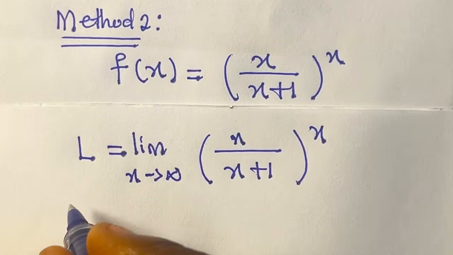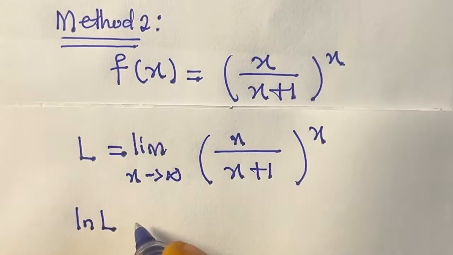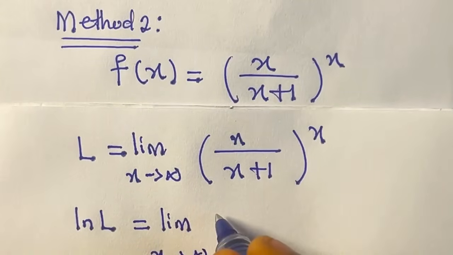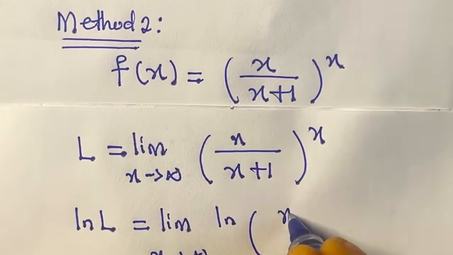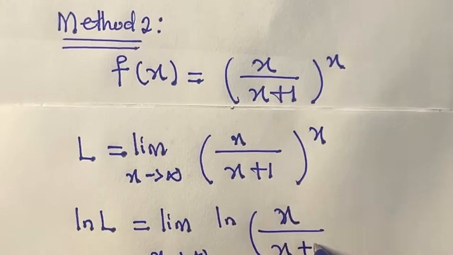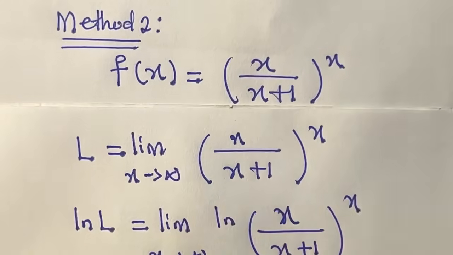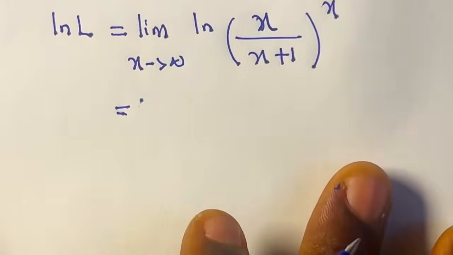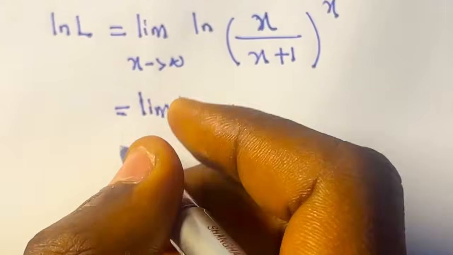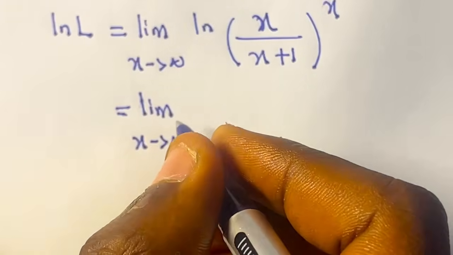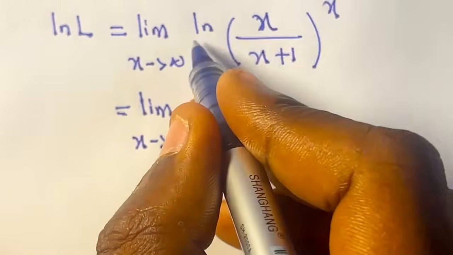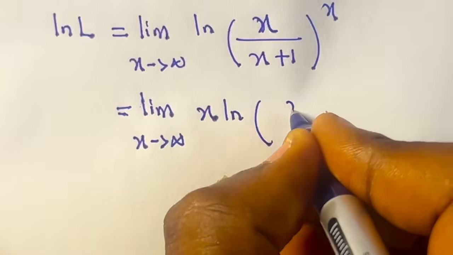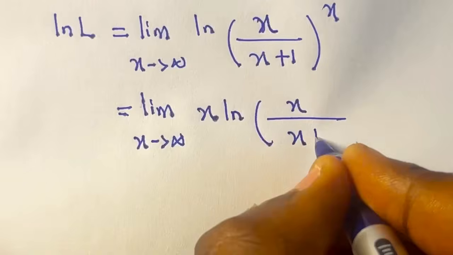If you introduce ln to both sides, we are going to have ln L equals ln of the limit as x tends to infinity of (x divided by x plus 1) raised to power x. So this equals the limit as x tends to infinity, then from the property of ln, the power will come down. So we have x ln (x divided by x plus 1).